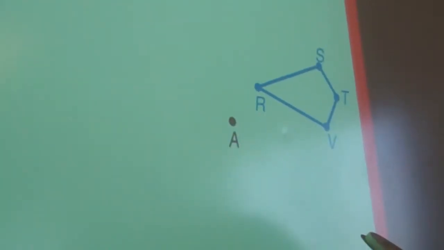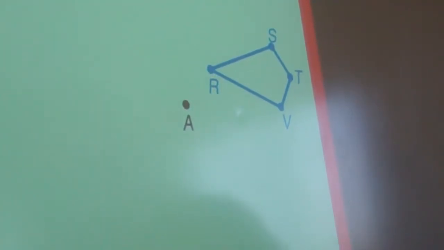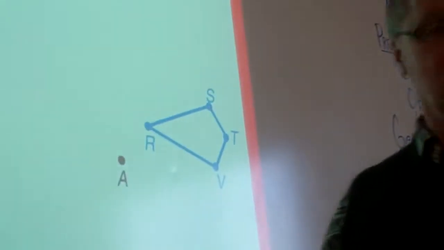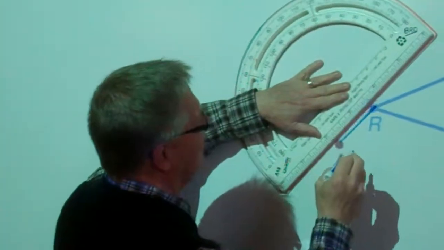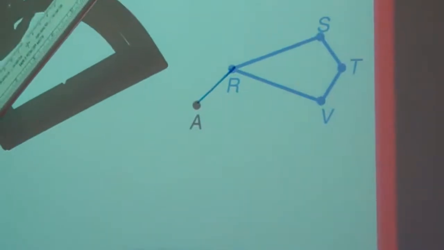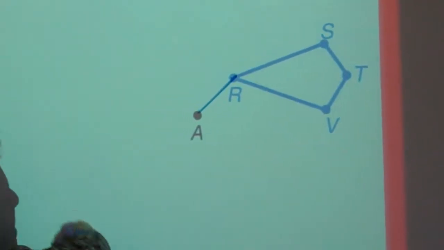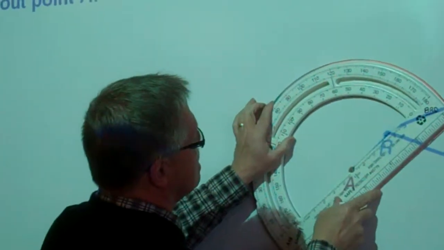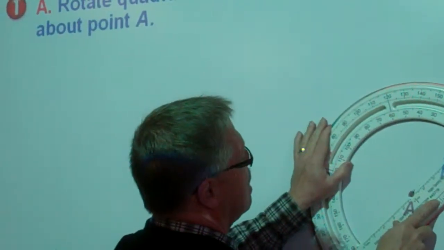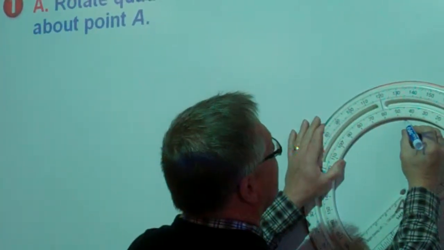We're going to rotate this quadrilateral 45 degrees counterclockwise around point A. I drew a line from A to one of the points, and we want to go 45 degrees counterclockwise. That's like this way around, because the clock goes the other way. 45 would be up in this direction.